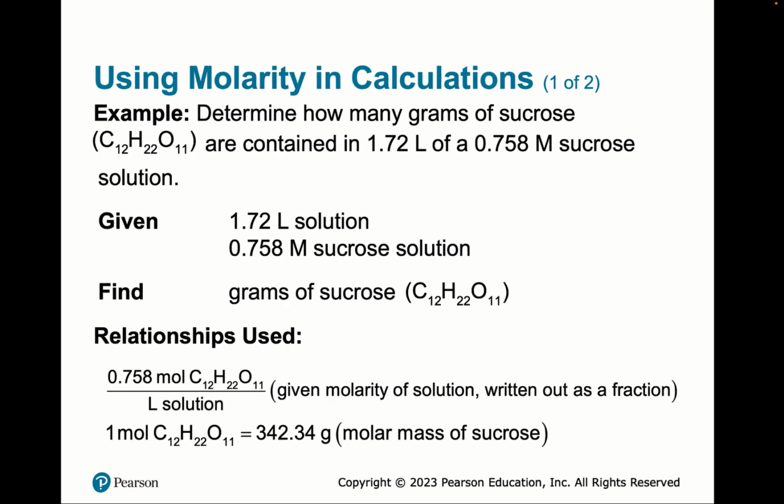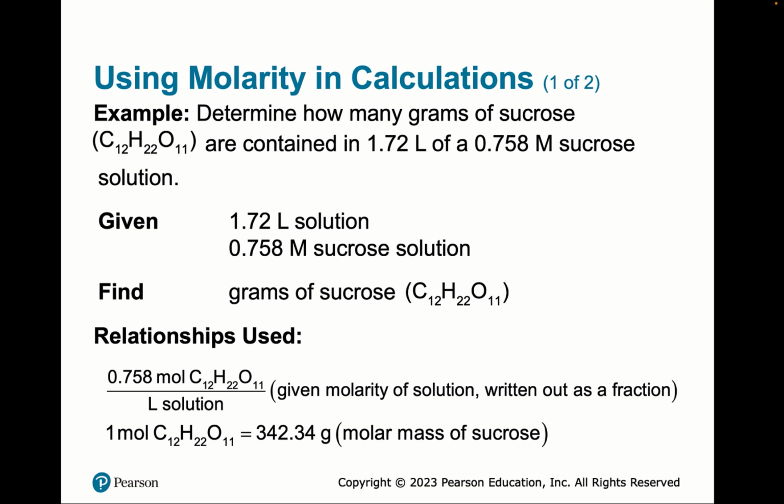Let's use molarity in some of the calculations. Determine how many grams of sucrose are contained in 1.72 liters of a 0.758 molar sucrose solution. So we're given a volume of solution and concentration. Concentration is moles per liter, and we are given the volume of the solution in liters. So if we multiply the concentration by the volume, we get the number of moles. And it's asking for the mass.